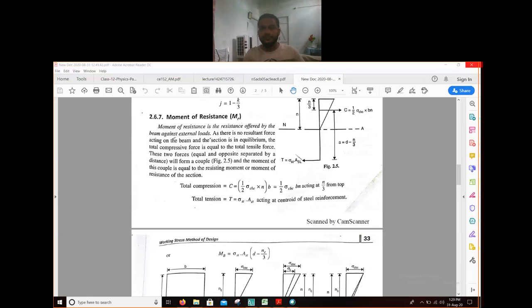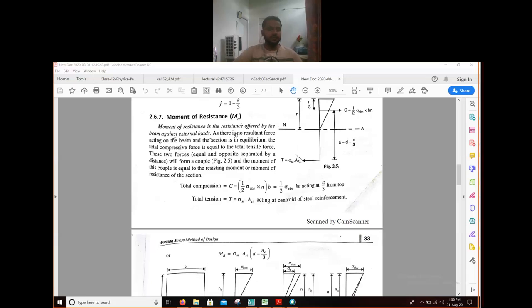So this moment of resistance, you can read the definition. It is the resistance offered by the beam against external loads. You can see here, as there is no resultant force acting on the beam, that means the section is in equilibrium. Therefore, total compressive force equals total tensile force, C equals T, because our beam is in its own position, it is not moving.